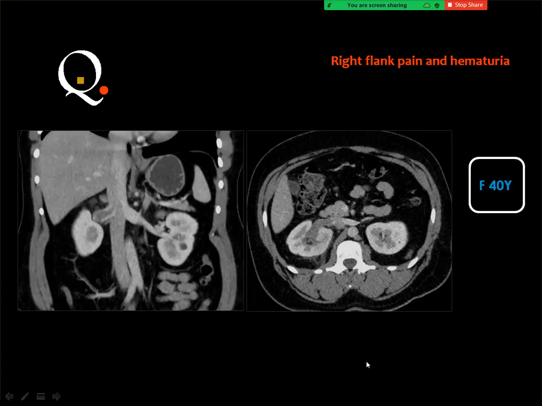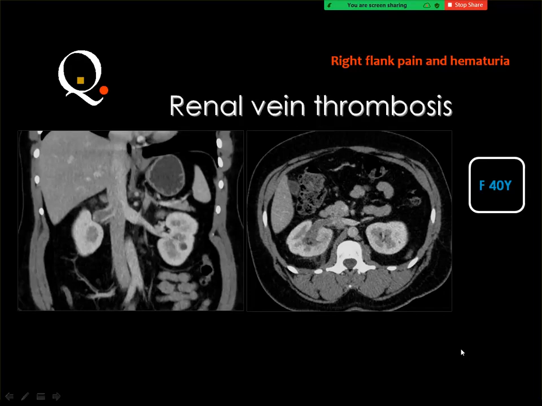There are three acute conditions that present the same findings. The findings are: number one, a swollen kidney; poor renal function; and stranding of the perinephric fat. The three conditions are acute pyelonephritis, acute glomerulonephritis, and renal vein thrombosis. And this is a renal vein thrombosis.